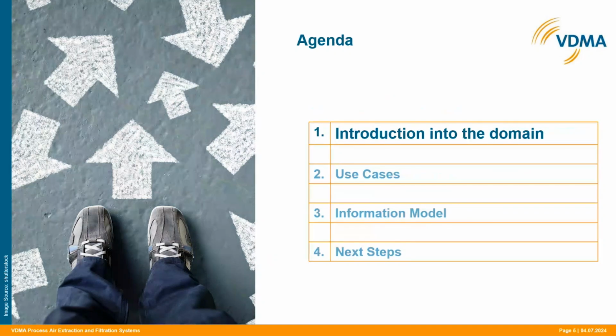I'm going to start by introducing you to the domain, to show you what a process air extraction and filtration system is. I'm then going to show you the use cases that we mention in our companion spec, show you details about our information model, and the next steps that we are going to take with our companion spec.